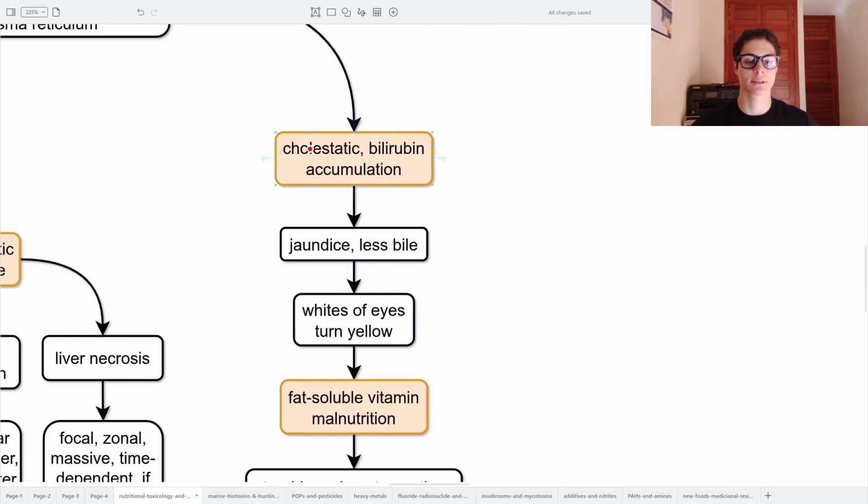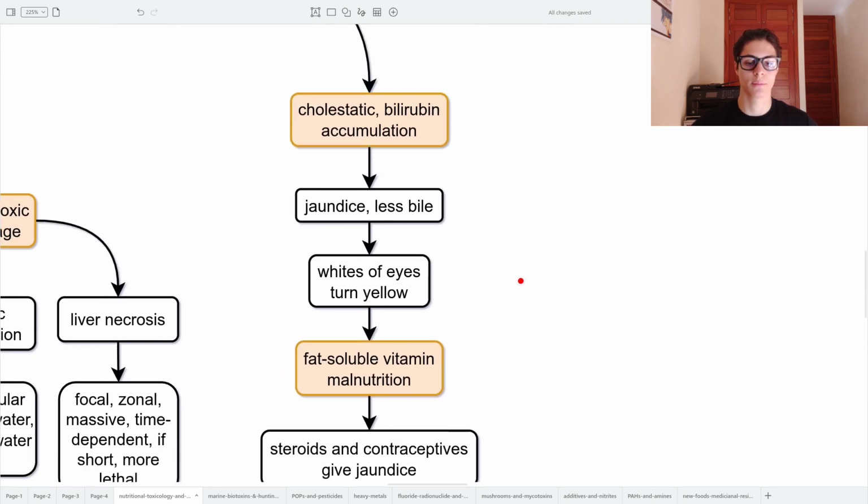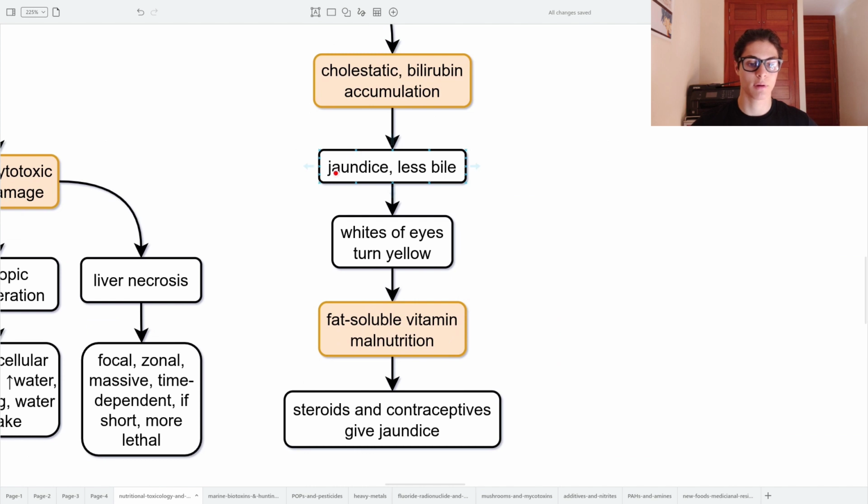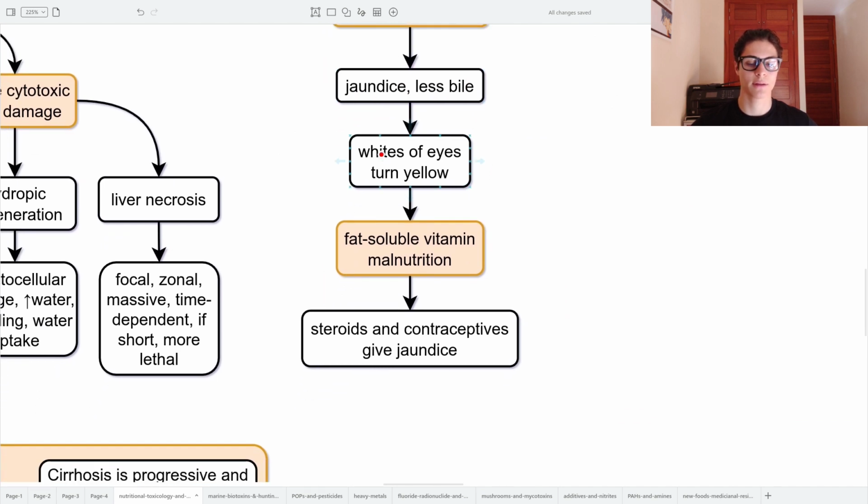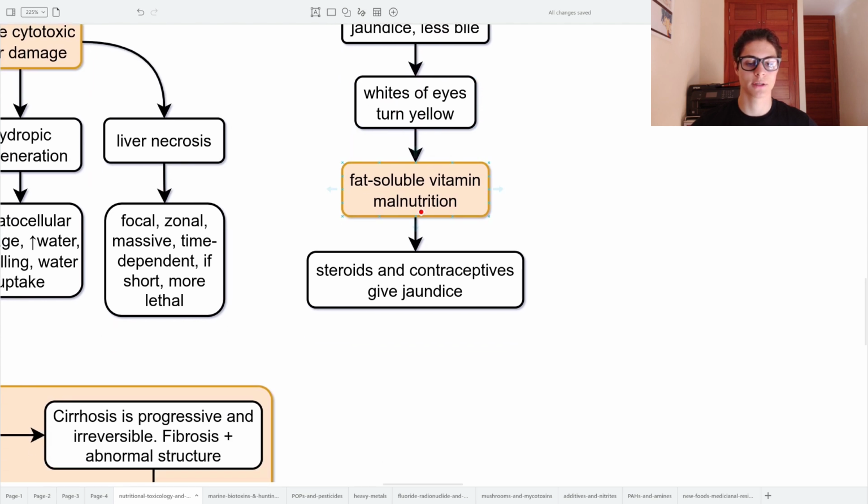On the other hand, the cholestatic has a bilirubin accumulation, which indeed will create jaundice because there is less bile available. And we can find this when the whites of the eyes turn yellow and there is a fat-soluble vitamin malnutrition. And jaundice is correlated with steroids and contraceptives.